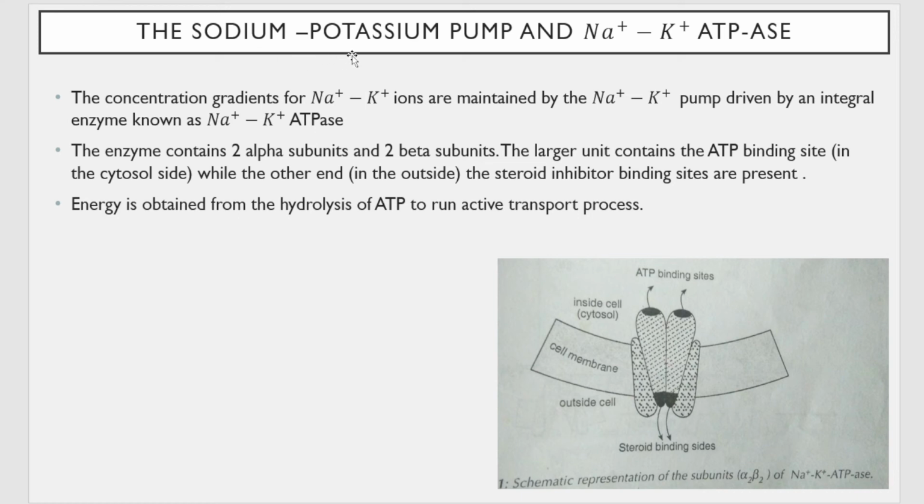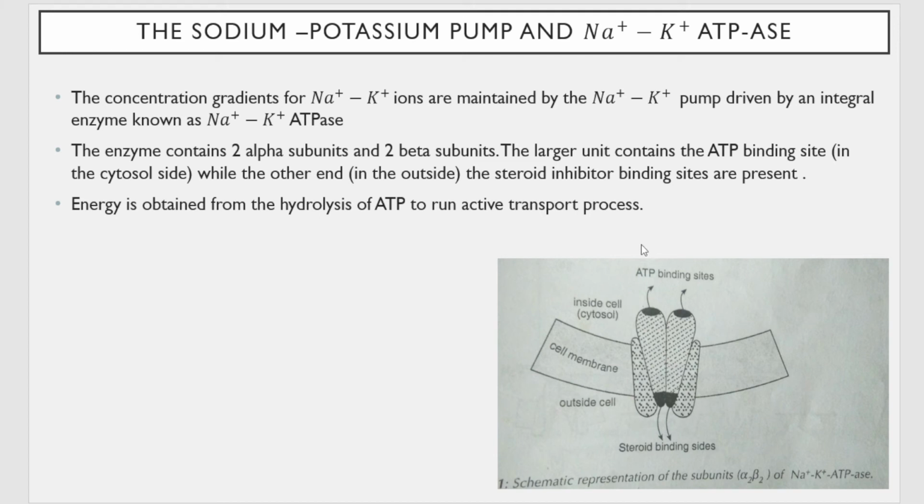Before studying its working, we are studying what actually makes the sodium potassium pump work. That is an enzyme known as sodium potassium ATPase. This is the structure of that enzyme which makes the sodium potassium pump work. So let us study the structure of this enzyme. This enzyme has two big units. These two big units are called alpha subunits, and these two smaller units that are attached to the alpha subunits are called beta subunits.